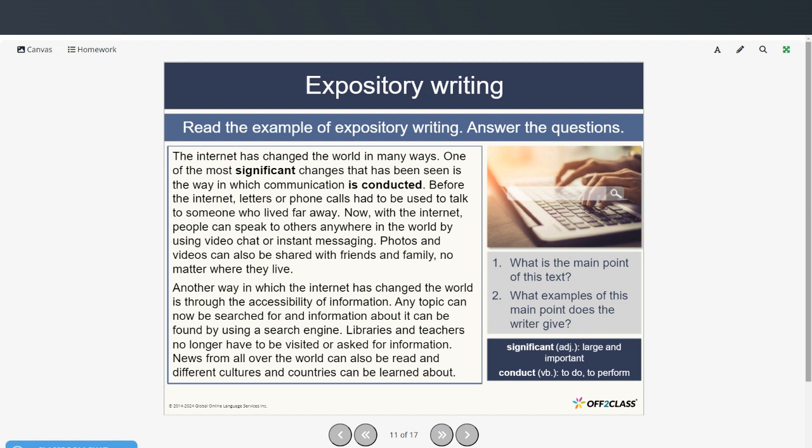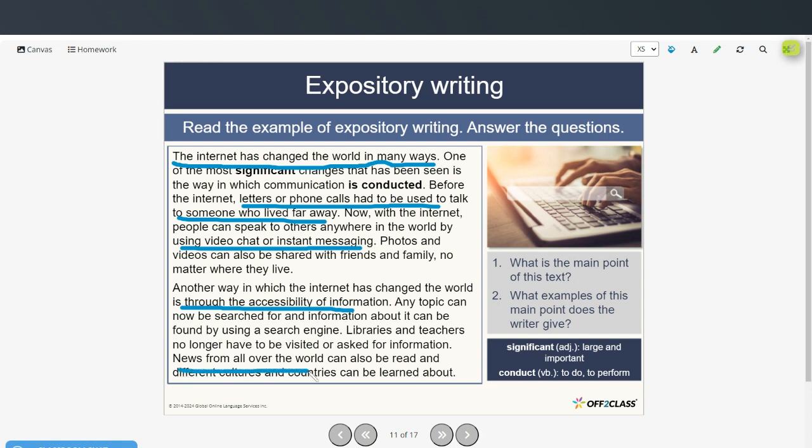So, what is the main point of the text? Well, the main point is that the internet has changed the world in many ways. And what examples of this does the writer give? Well, he talks about how letters and phone calls used to be the way to speak with someone. Now we use video chat and instant messaging. And it's also made information more accessible, and people can get news from all over the world.